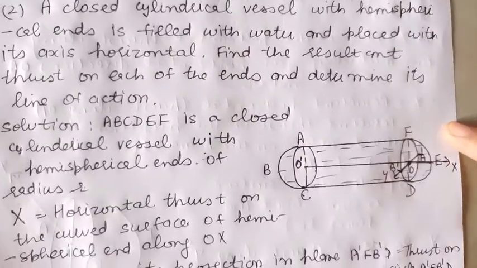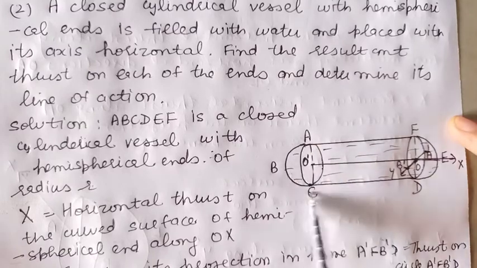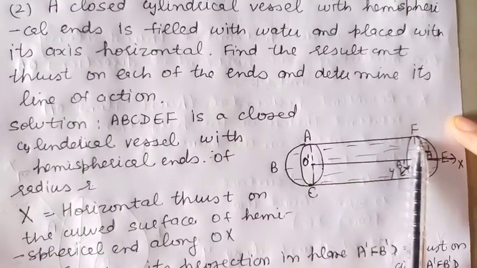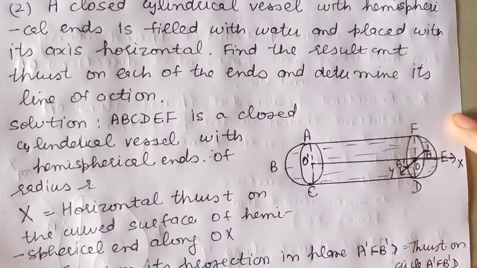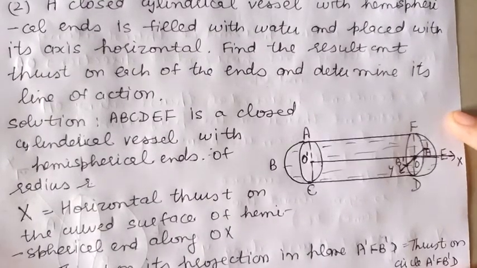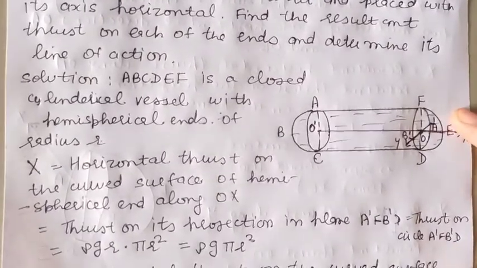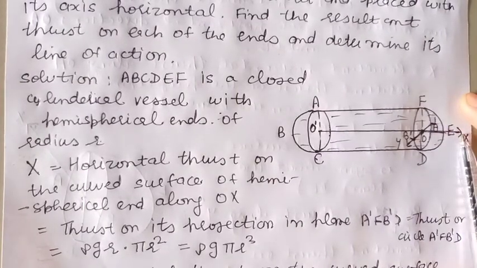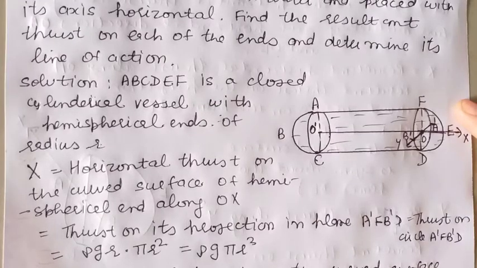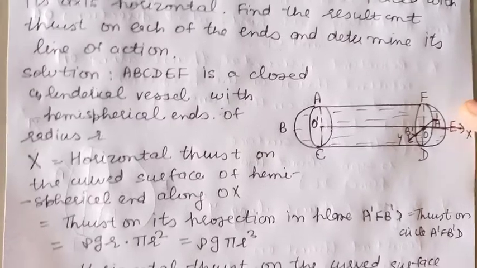So let us consider a closed cylindrical vessel with hemispherical ends. This vessel we have labeled A, B, C, D, E, F. R is the radius of the hemispherical ends. Let us take X and Y as the horizontal thrusts. X is the horizontal thrust on the curved surface of the hemispherical ends along OX, and Y we have taken as the horizontal thrust on the curved surface along the line OY. Let us find them one by one.